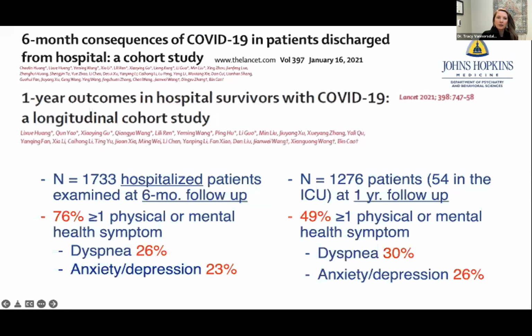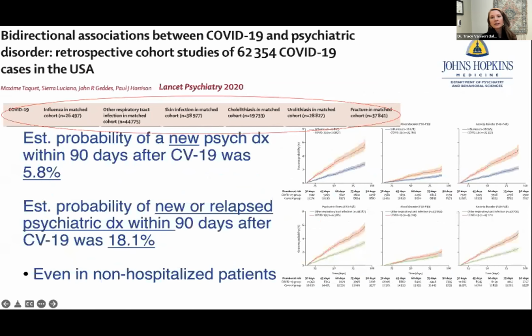So how is it affecting the mental health of our patients? We know that when compared to other medical conditions like upper respiratory infections or the flu, and adjusting for appropriate risk factors, having a COVID-19 illness is associated with significantly more first onset psychiatric diagnoses, as well as relapses in existing psychiatric conditions. And we see this even in patients who don't require hospitalization. Anxiety in particular is extremely common post-COVID.